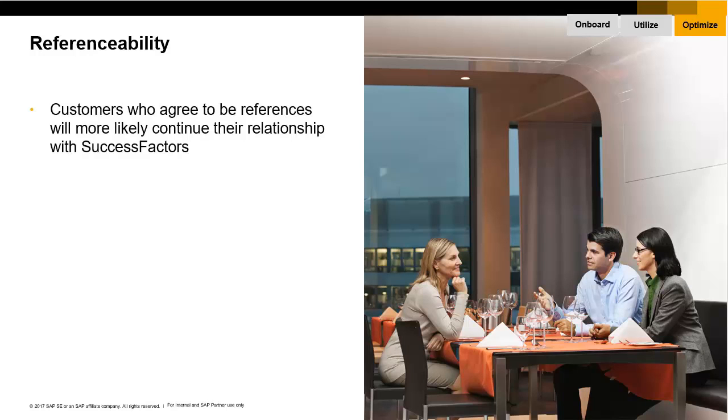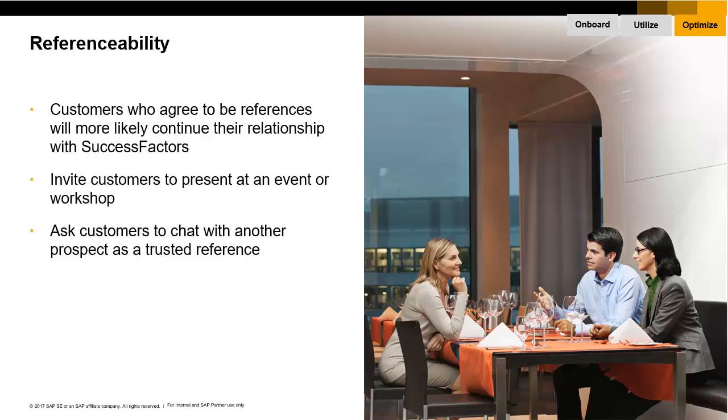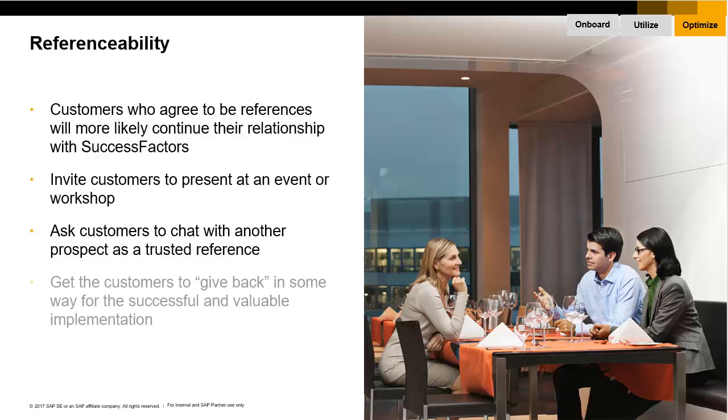Let's take a look at ways that we can invite and engage our customers to be references. One way is to invite customers to present at an event or a workshop. Another great way is to ask customers to chat with another prospect as a trusted reference. Another approach is to engage the customers to give back in some way for the successful and valuable implementation. Ultimately, there are many ways that the customers can participate as a reference depending on their comfort level. The important thing is to know your customer and engage them in the right opportunity to be involved as a reference.